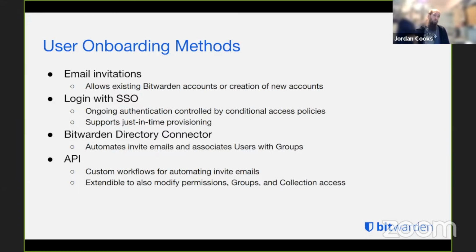The next onboarding method we have is the Bitwarden Directory Connector. The Directory Connector automates sending invite emails based on a variety of different settings that you can set. We'll take a look in the demo. It will also associate users with groups. So if you've got a source directory, you will be able to specify here is where to find the users that I want in Bitwarden, and here's where I want to find the groups. It'll send invites to those users, it'll create those groups, and then associate users with those groups based on the membership in the source directory.